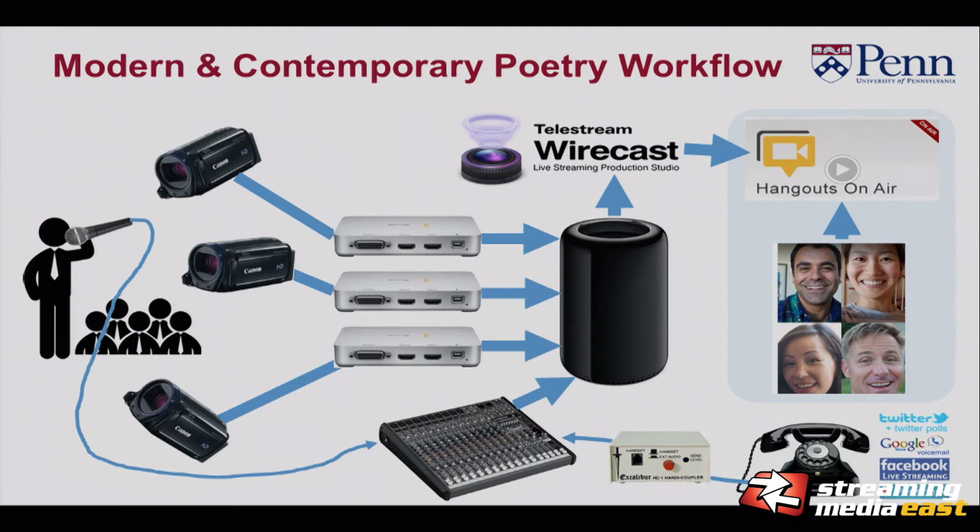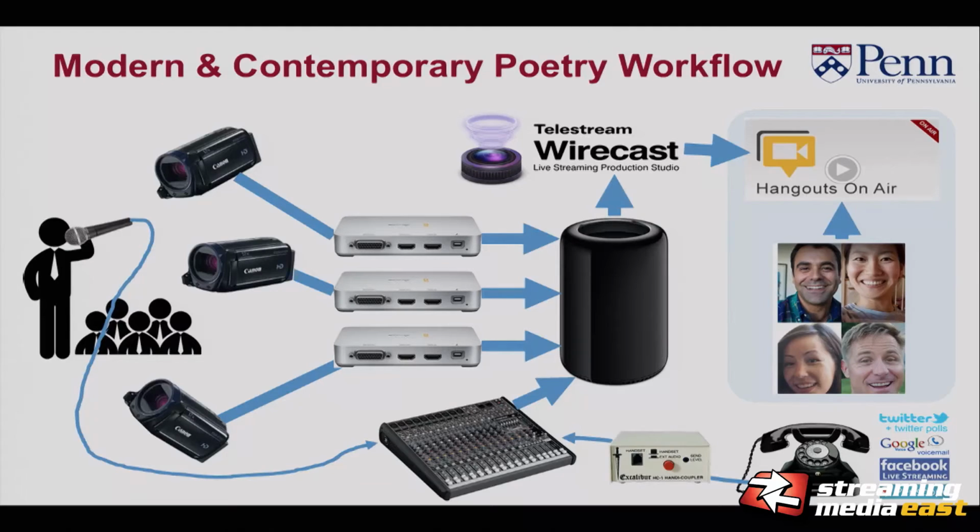On the audio side of things, we have Shure SM58s, easy choice, that run into a Mackie 12-channel mixer. We take the main mix out of that, and that goes into the line input on our Mac Pro. And now we have everything in the Mac Pro. We use Telestream Wirecast to manage our 3 cameras, to switch between them, to add graphics, to mix in the audio, and to ultimately create one output signal, which we then port into Google Hangouts on Air.